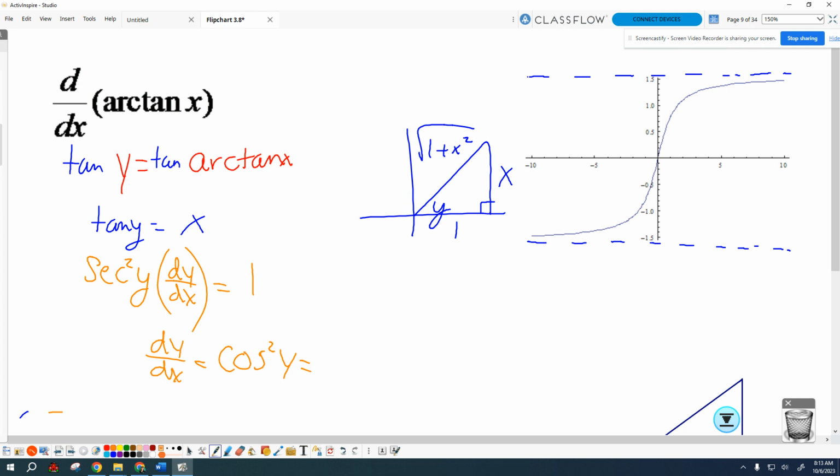Remember, what is cosine of y looking at the triangle? And I wanted that squared, so it's just something pretty like 1 over 1 plus x squared. Perfect. Any questions on this, or can I show you it pretty on the next page?